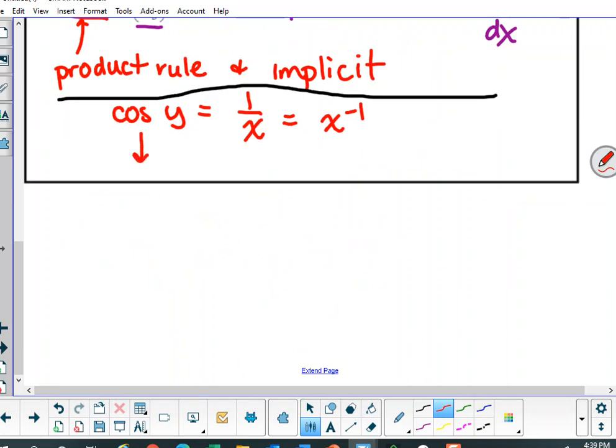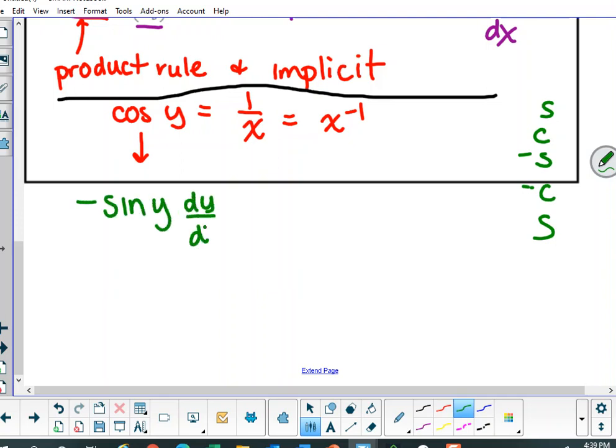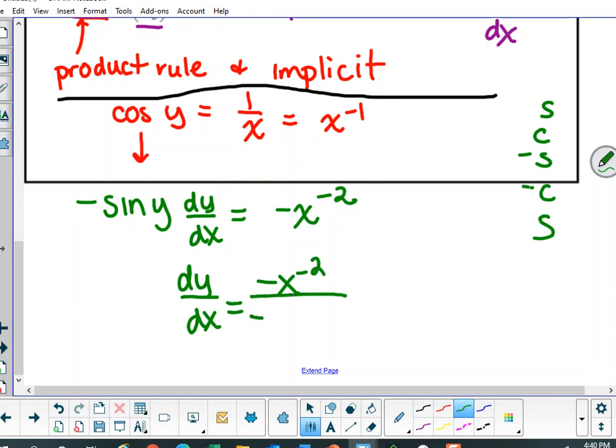So the derivative of cosine is negative sine. So negative sine y dy dx equals negative x to the negative 2. So dy dx equals negative x to the negative 2 divided by negative sine y. Wow, that couldn't be uglier. How about 1 over x squared sine y?